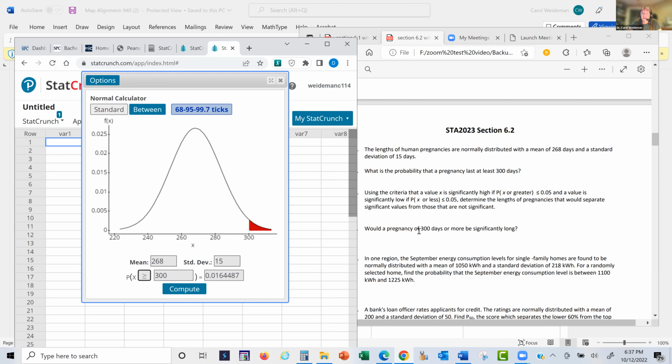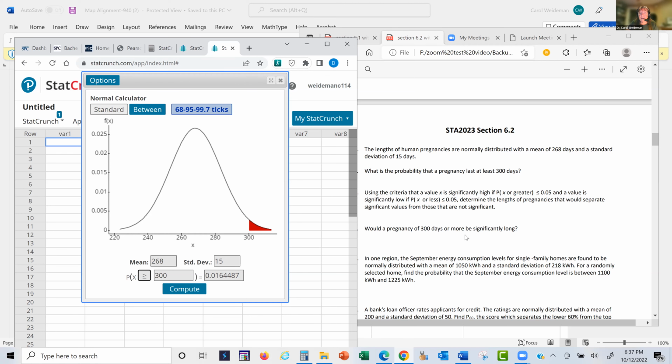Now, look at the next part of the question. Using the criteria that X is significantly high if the probability of X or greater, which is what we just calculated, is less than or equal to 0.05. Is this less than or equal to 0.05, this probability? Is 0.0164 less than 0.05? Less. Yes, yes. So is this pregnancy significantly long? Is a pregnancy of 300 days significantly long? Yes, very much so. Okay, so everybody understand that's the same rationale we used last week with the binomials. 300 or more, if that probability is less than 0.05, it's significant.